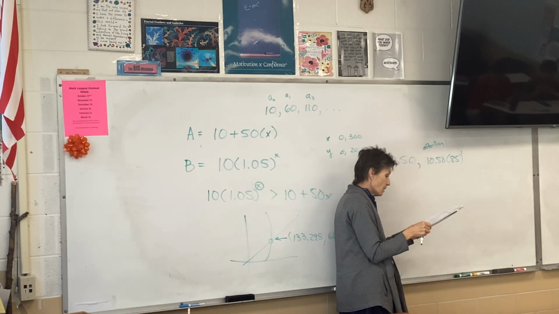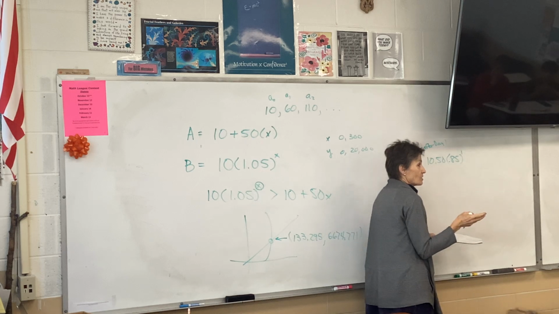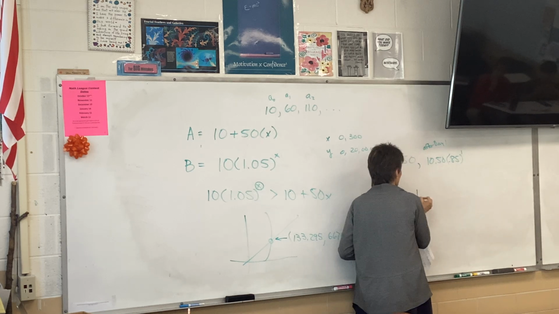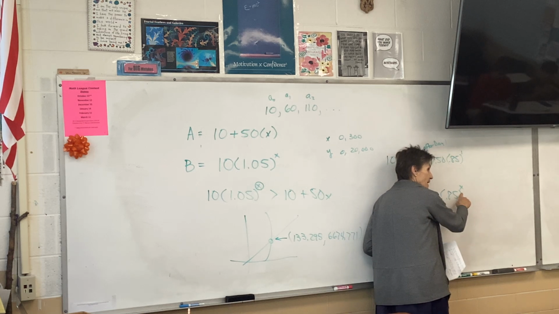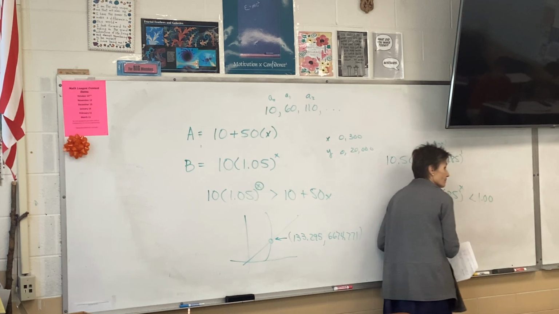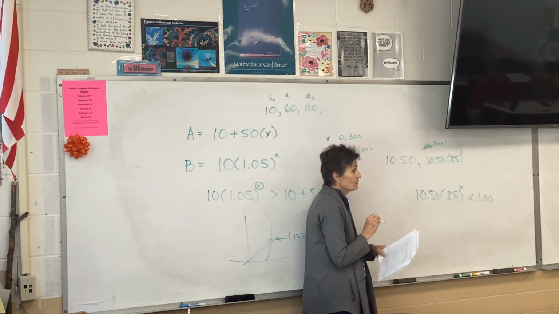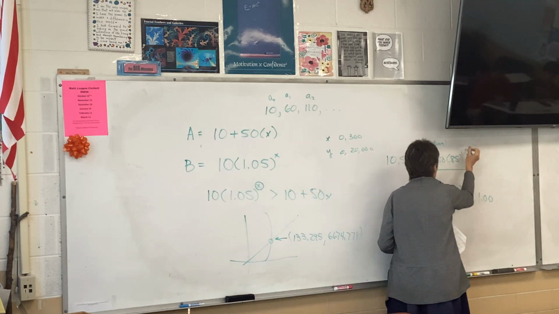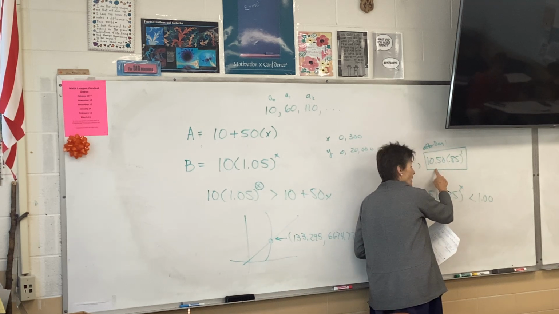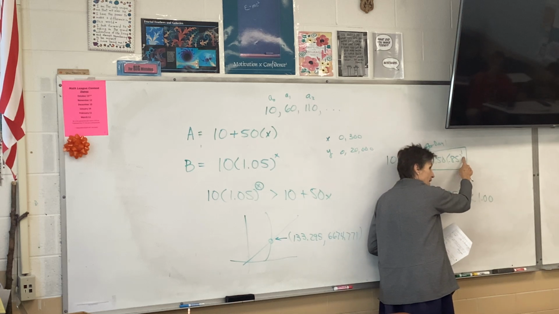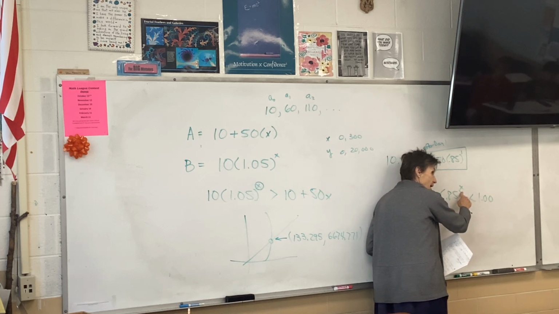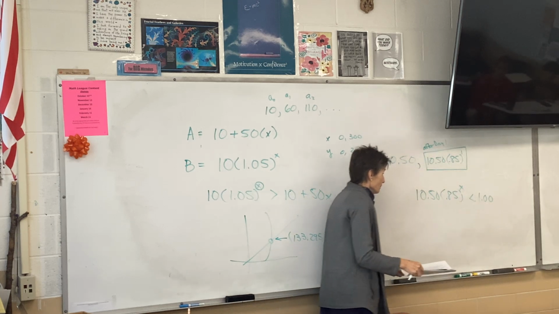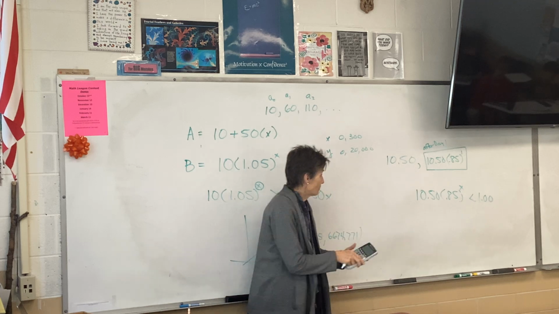So I want to know how many days it's going to take to cost less than $1. So I need 10.50 times 0.85 to some number of days. 1 day, 2 days, 3 days, to be less than $1. This right here is the price of the dress after 1 day. So this will be the price of the dress after X days. Okay, so I can do the same thing there.